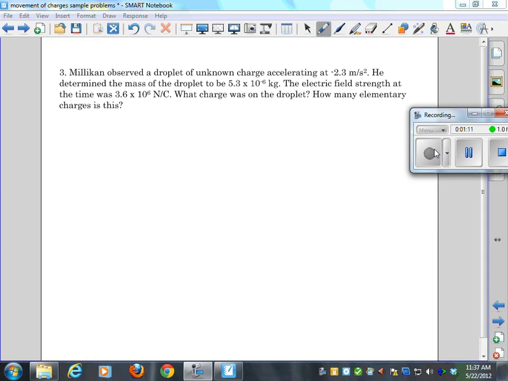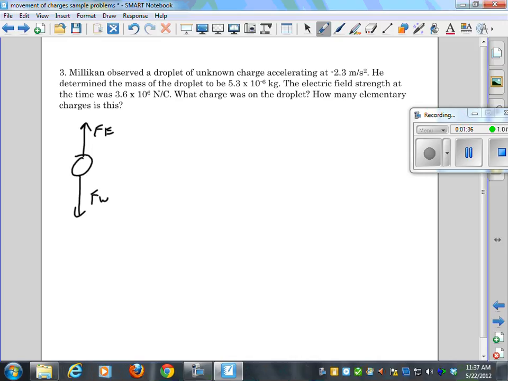Okay, I'm going to draw a picture. We've got an electric force going up, and we've got a weight force down. Now, which one is bigger? Can you tell? And I don't mean by looking at it, because I didn't draw it to scale. Can you tell from the data that's given? No. Which way is this oil droplet going?